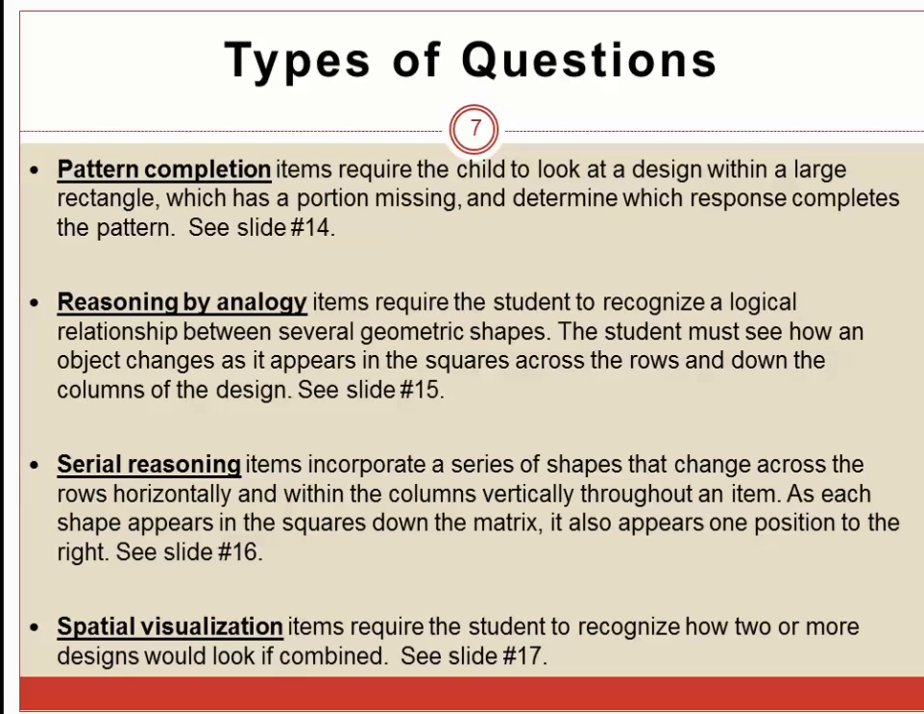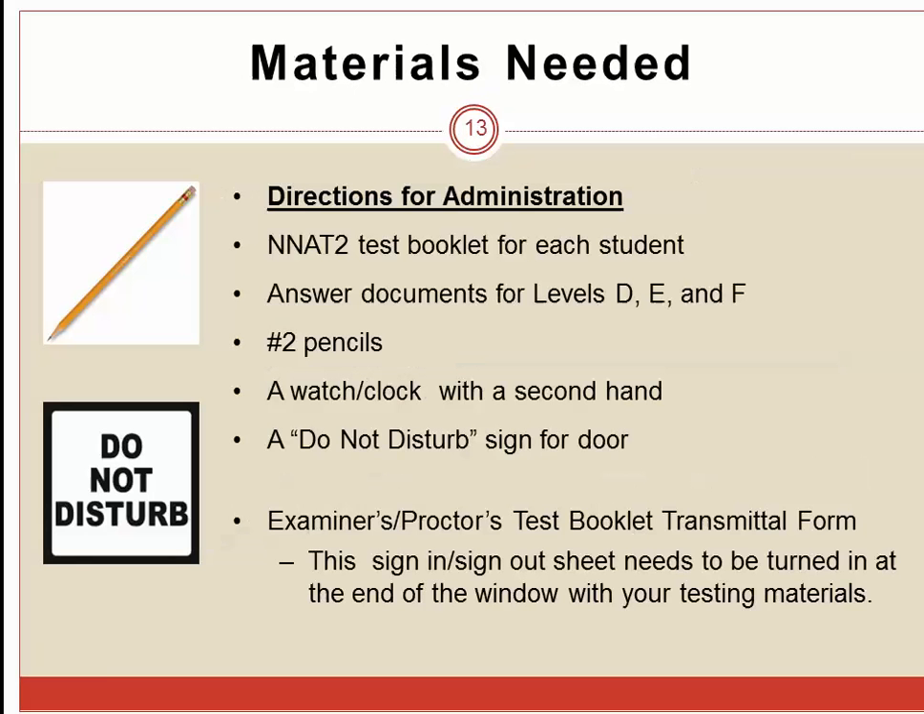Levels D, E, and F will have a separate answer document. You will be given number 2 pencils. You should have a watch or a clock with a second hand, and you will be given a do not disturb sign for the door. You will sign in and out your testing materials the morning of testing.